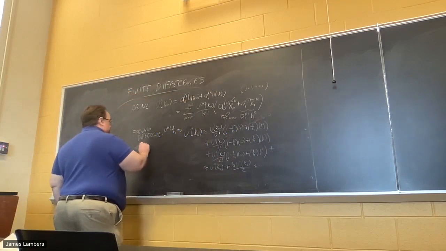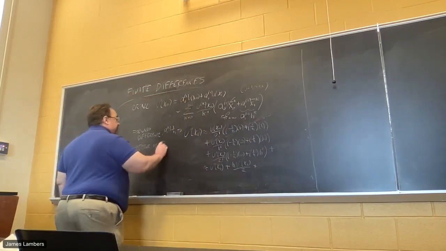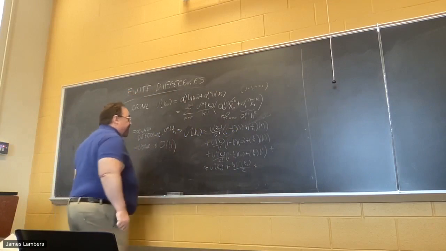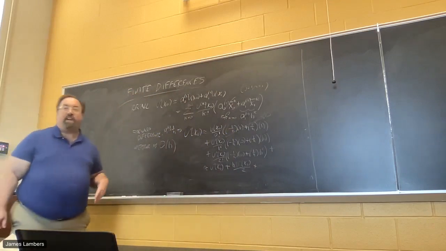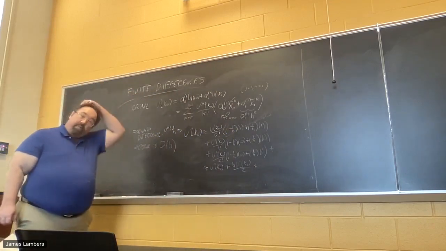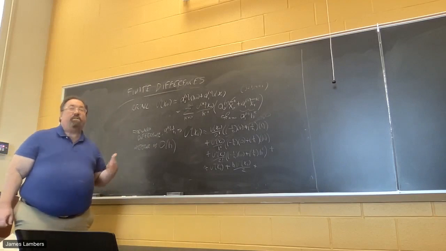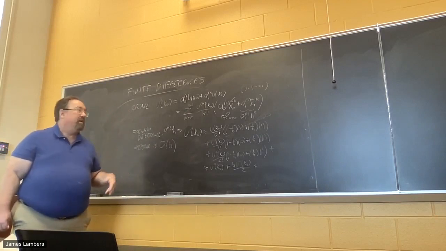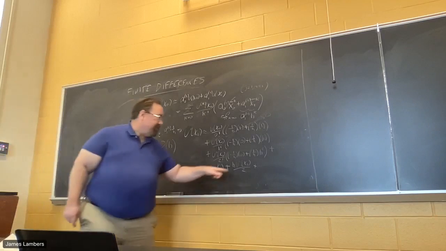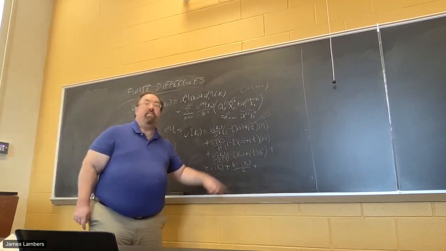And notice as the spacing h goes to 0, the error is big O of h. In other words, what I'm saying here is proportional to h. So at least we could say this approximation converges as h goes to 0. The error goes to 0, assuming that the second derivative is continuous.